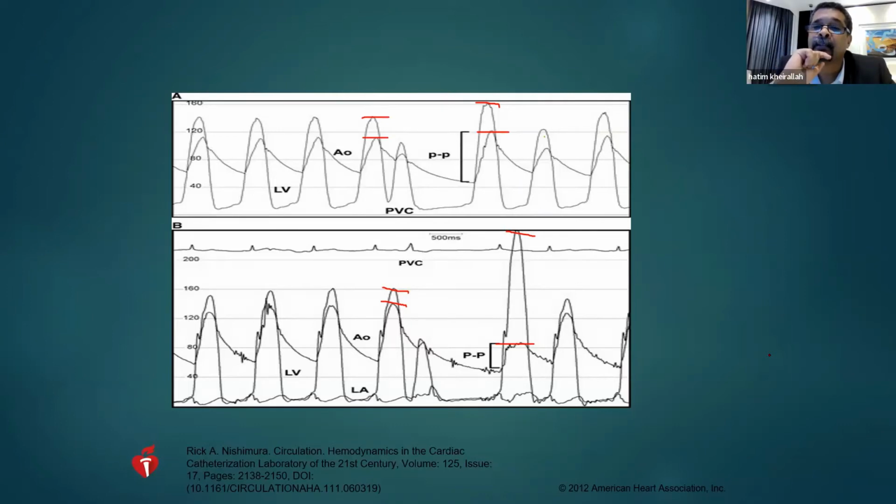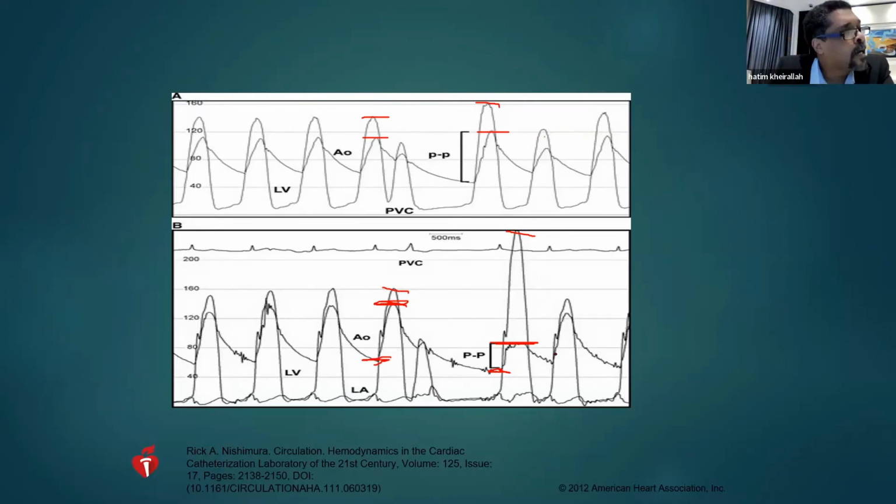Increase or decrease? It's actually decreased in HOCM. Yes, exactly. If you compare the pulse pressure, the difference between the systole and diastole at baseline, with the one after the PVC, this is the diastole and this is the systole. So there is shortening of the pressure difference between systole and diastole after the PVC in HOCM, but not in fixed aortic stenosis.